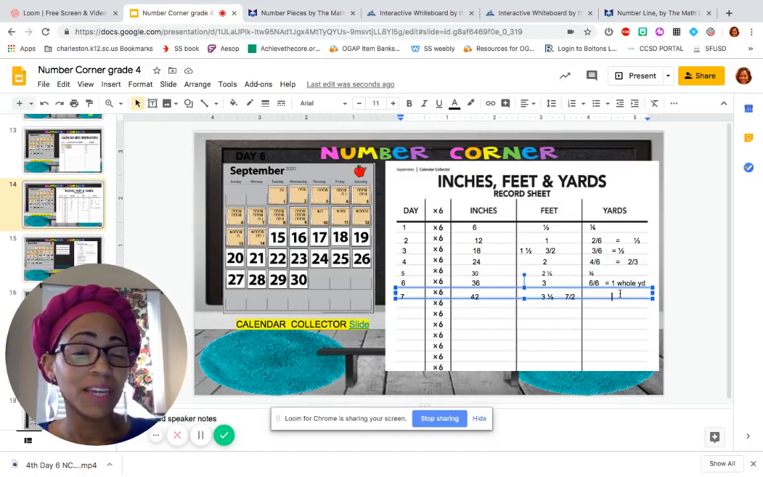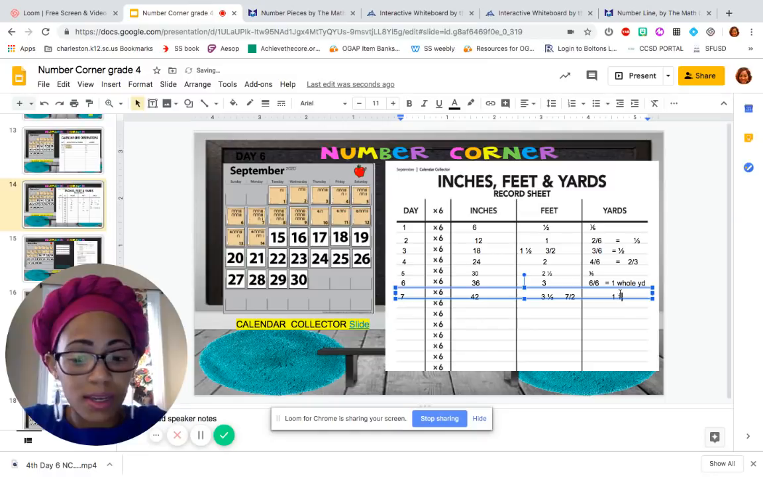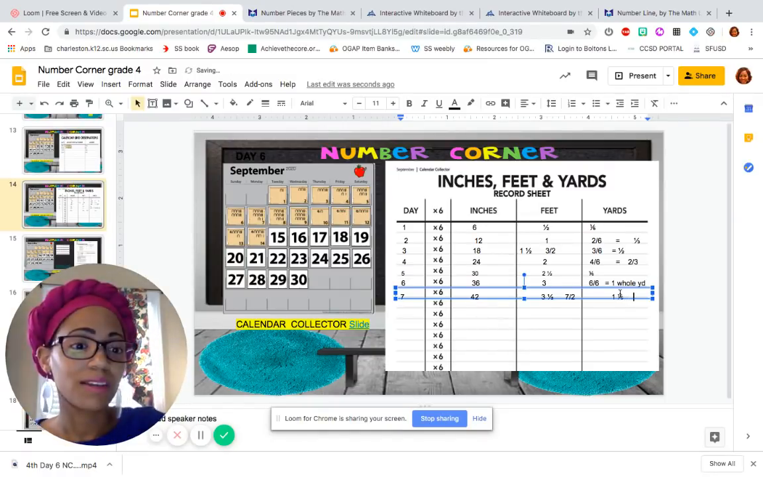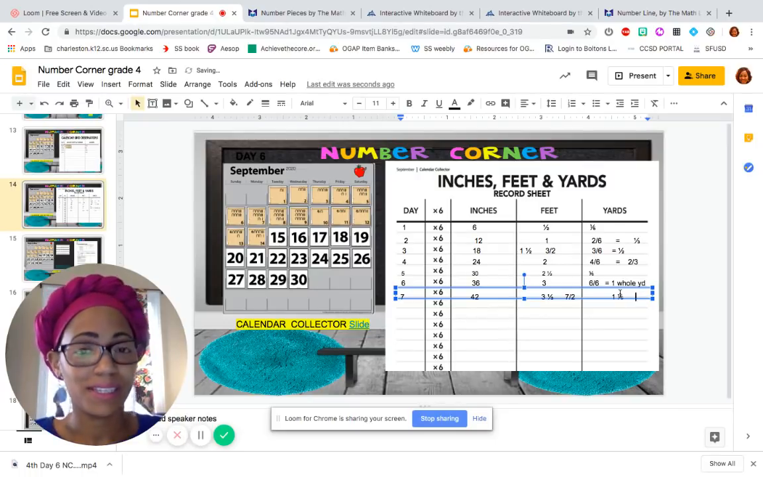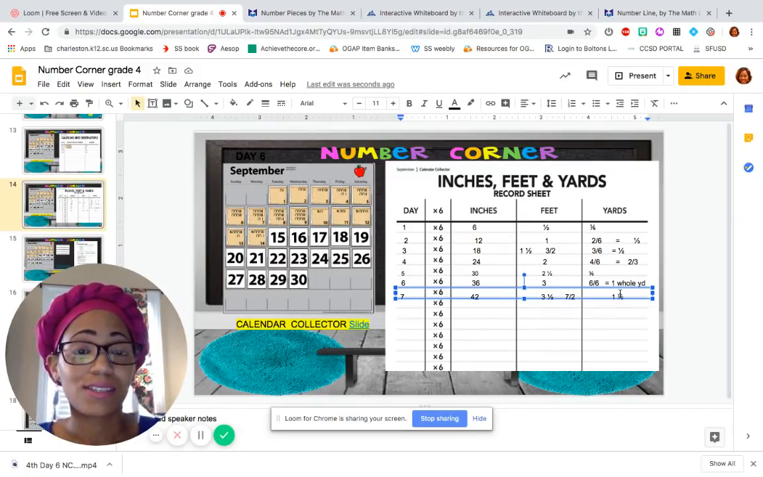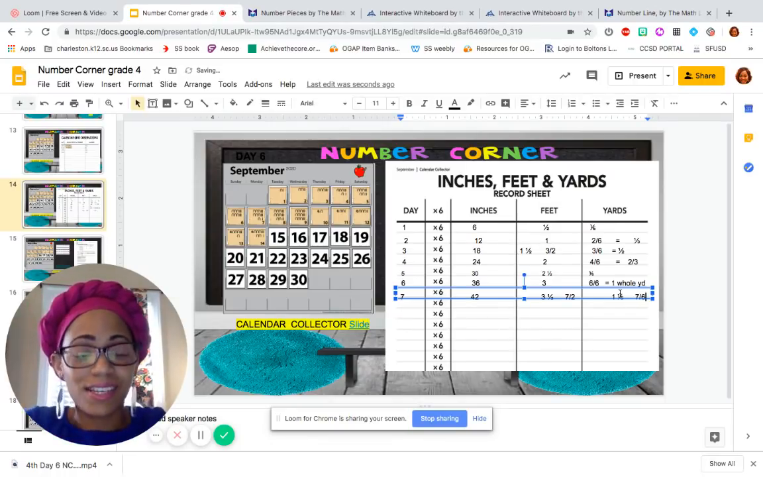So how many yards do we have? Right, we still have one full yard, and now we have another 1/6 of a yard. Or if I were to ask, how many 1/6 pieces do we have? What would you say? Yesterday it was 6/6. So today it would be, right, you got it, 7/6. Good job.